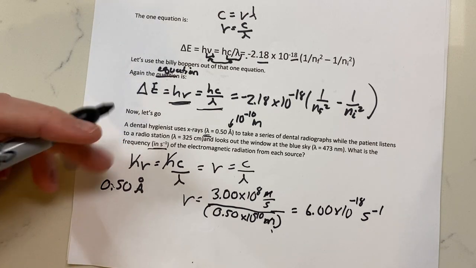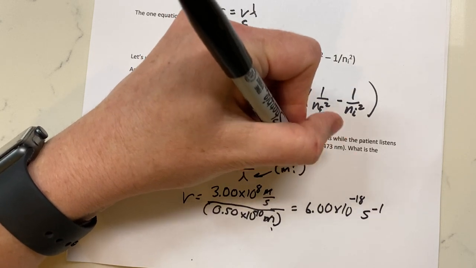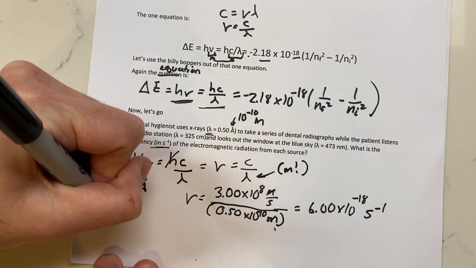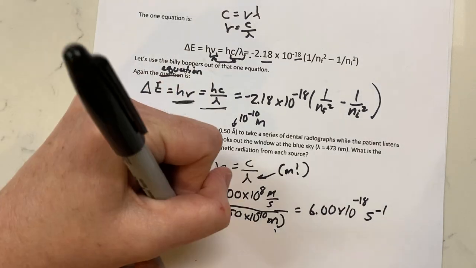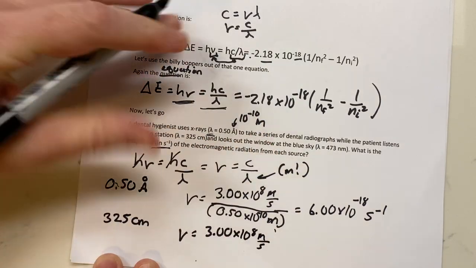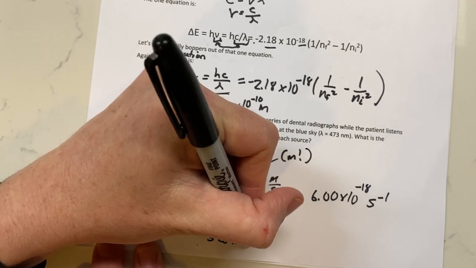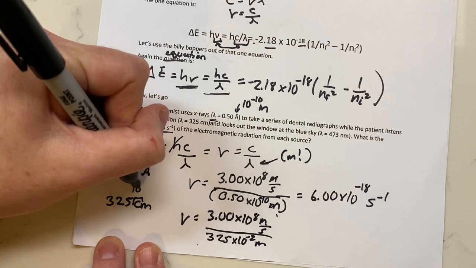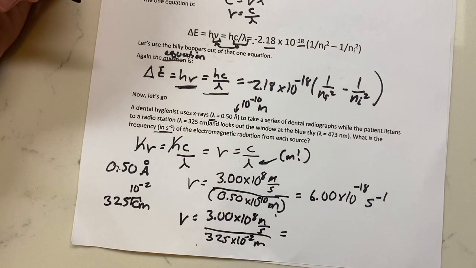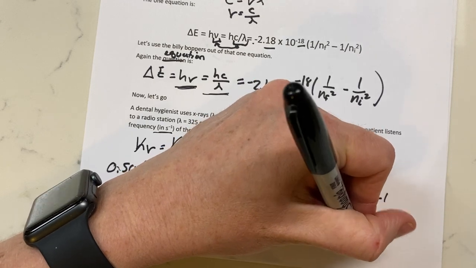Now you can do that for the other ones, but again, you always want to make sure that this lambda down here is in meters. So if we did it for the radio signal, the radio was 325 centimeters. So our nu would be 3.00 times 10 to the 8 meters per second divided by 325 times 10 to the negative 2 meters, because we know centi is equal to 10 to the negative 2. If you calculate that out, you get an answer of 9.23 times 10 to the 7 seconds inverse.